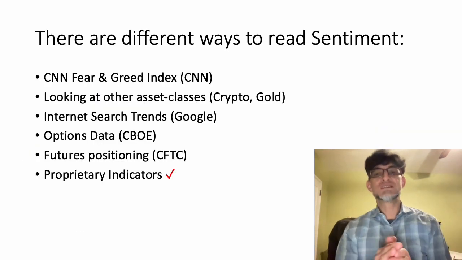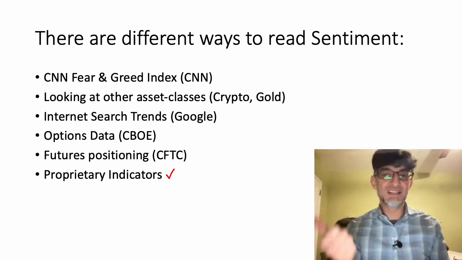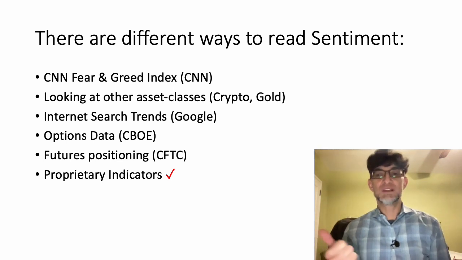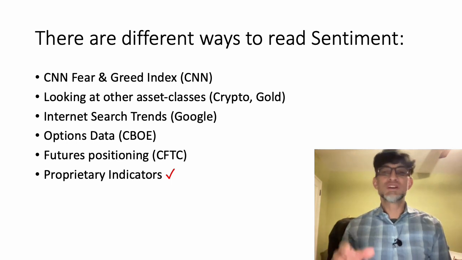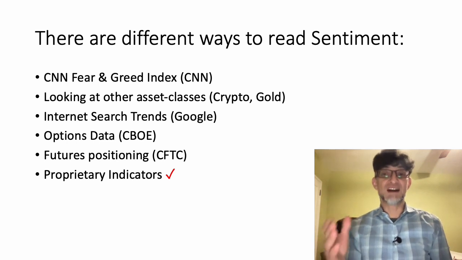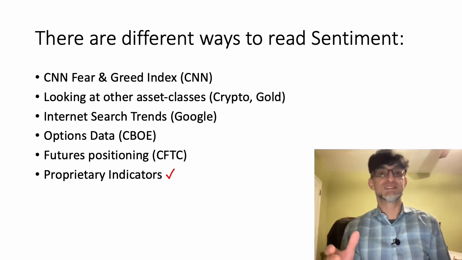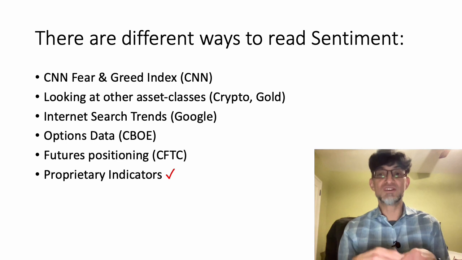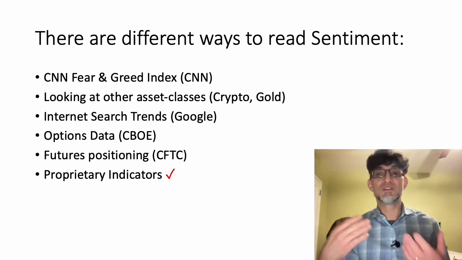There are different ways of reading sentiment. You've got the Fear Greed Index from CNN. That's for equities, basically. Then you have a version of that for crypto. Or you can look at other asset classes. Obviously, if crypto's crashing, no doubt about it, stocks are probably crashing, especially growth stocks. You can look at internet search trends at Google. You can search bear market, bull market, and you could see what people are looking for.